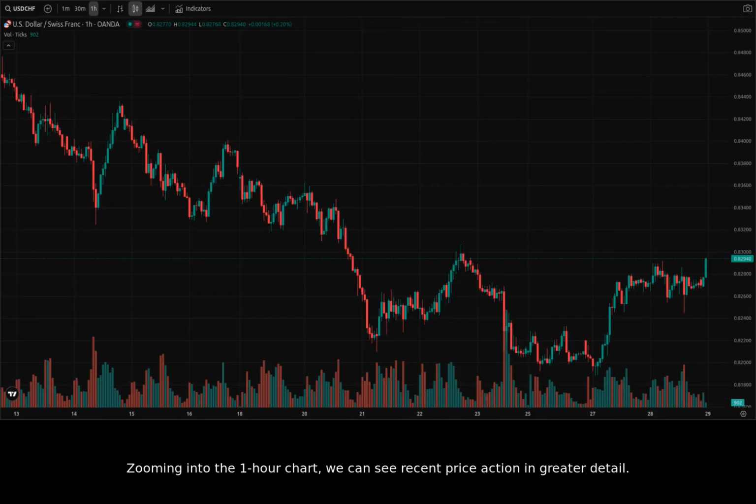Zooming into the one-hour chart, we can see recent price action in greater detail. We see price ranging between 0.820 and 0.830. We see a potential support at 0.821. Breaking below this level could lead to further declines.